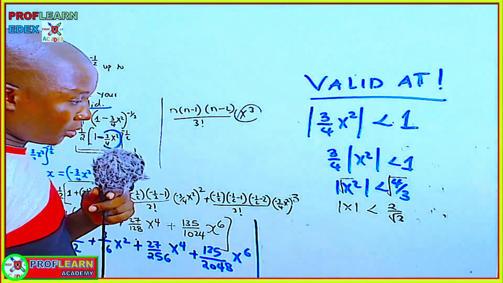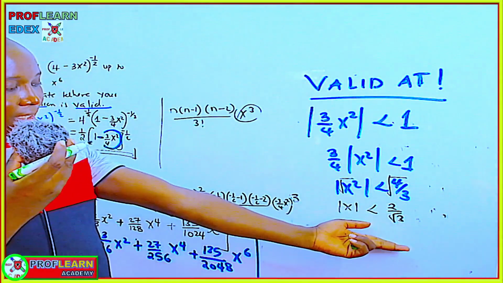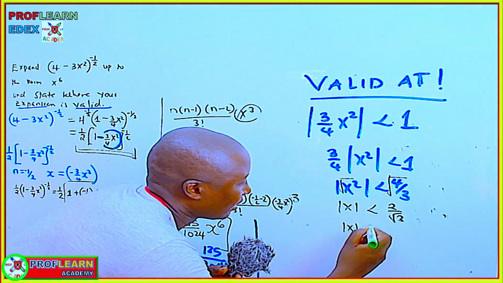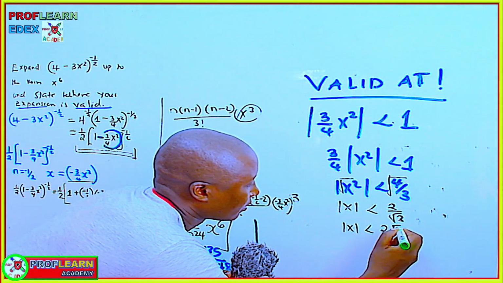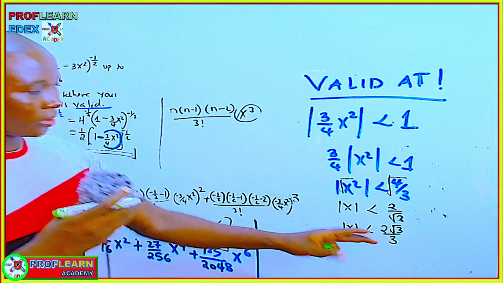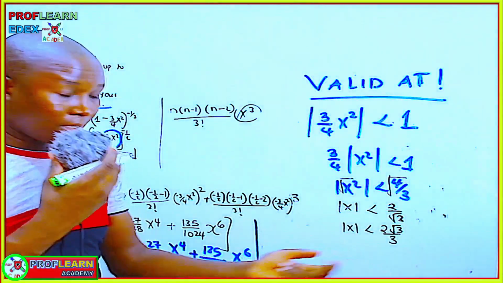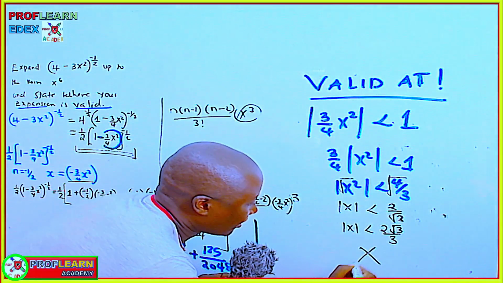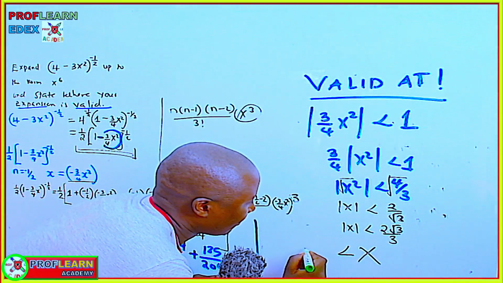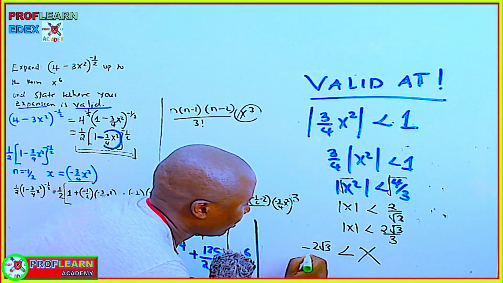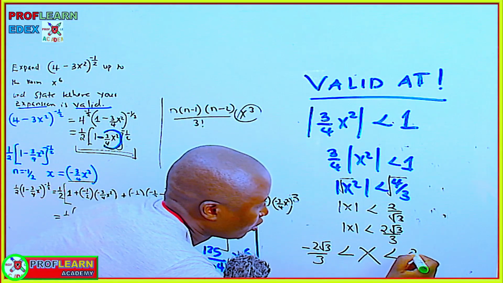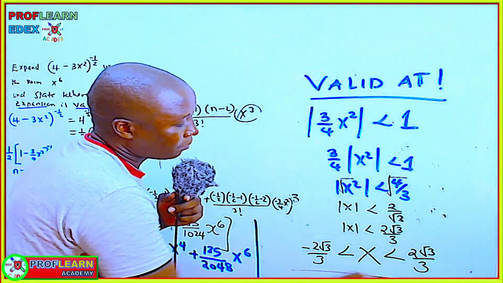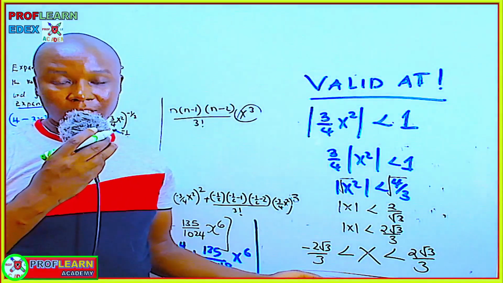If you put it into your calculator, this can also be the same as x less than 2 root 3 over 3, because this is actually rationalized. So if you rationalize this, it becomes this. But this condition can be written as greater than negative 2 root 3 over 3 and less than 2 root 3 over 3 as our final answer. So the expansion is valid in this region.